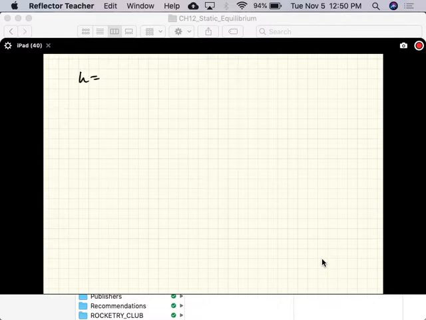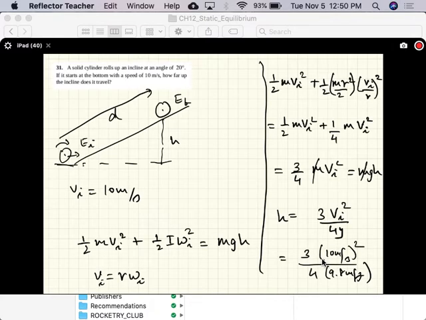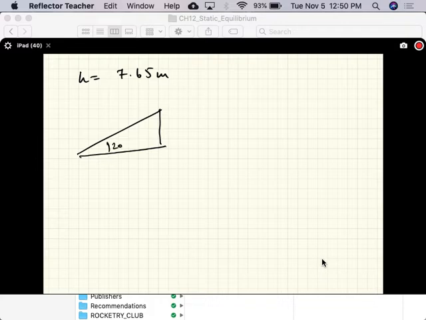So h works out to 7.65 meters. And what we are really finding is, what was that? The incline was 20 degrees. H, that d is what we're trying to find. So sine 20 is h by d.